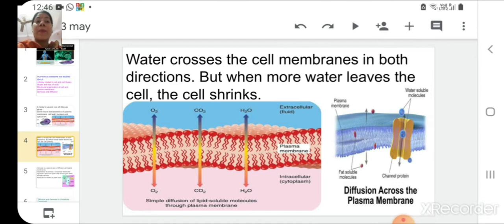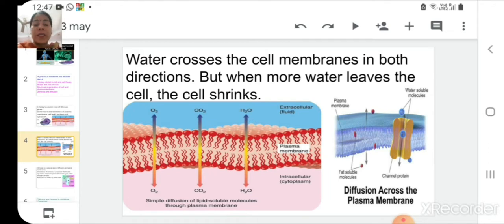Water crosses the cell membrane in both directions. But when more water leaves, the cell shrinks, and this condition is known as plasmolysis. The cell shrinks because of loss of water. When a cell is kept in a hypertonic solution, the same thing happens. Because of the high concentration outside, the water moves from the cell to the outside environment. As a result, the cell shrinks, and this condition is known as plasmolysis or the plasmolyzed condition of the cell.